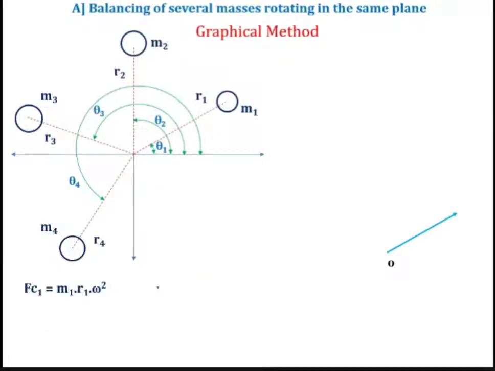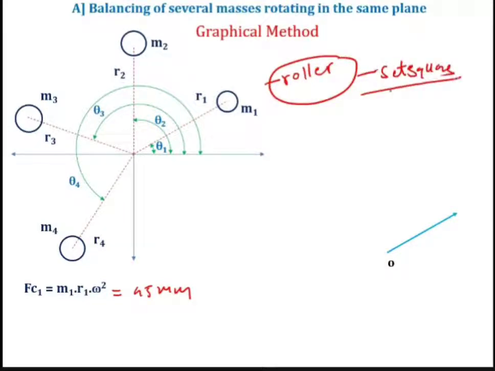Once you take the scale, let us say you will get some value of this Fc1, let us say 45 mm. So with the help of a scale, a roller, or you can also take set squares, any instrument you can use, draw a line parallel to this OM1. So let us say this is the line OM1. Mark this as OA. This vector OA has a length of 45 mm.